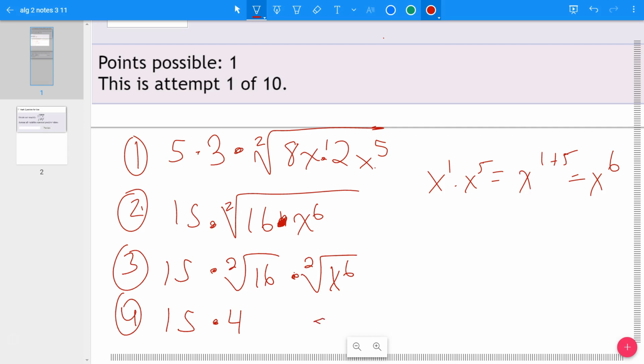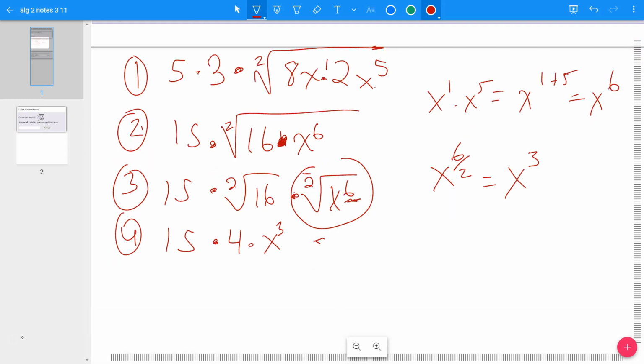And now over here, remember that the following is true. When this exponent is a multiple of the index, like 6 is a multiple of 2 because 6 divided by 2 is 3, then to form this value right here, you just do x and then that exponent of 6 divided by the index, which gives you x to the 3rd. So you put x to the 3rd over here. At the next stage, 15 times 4 is 60, and then x cubed. So it's 60x cubed. This is considered the answer right here.